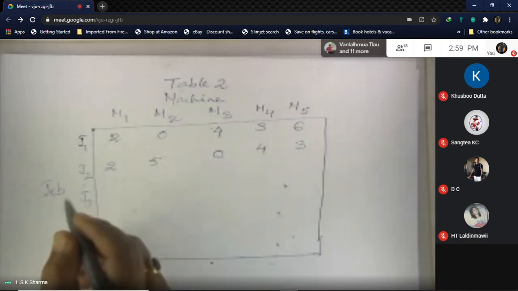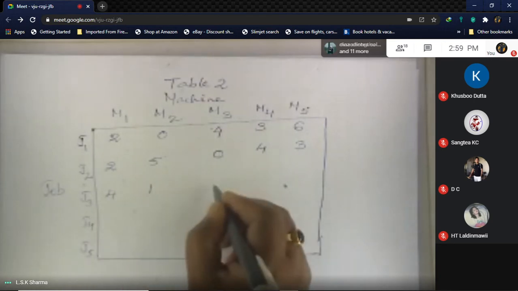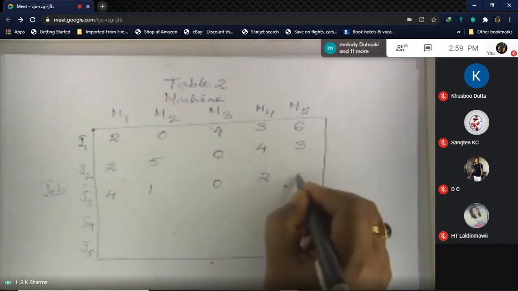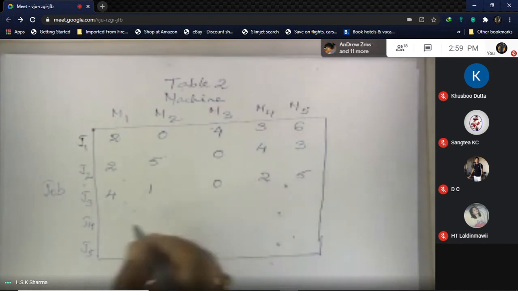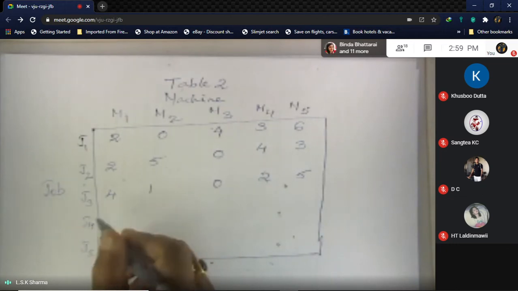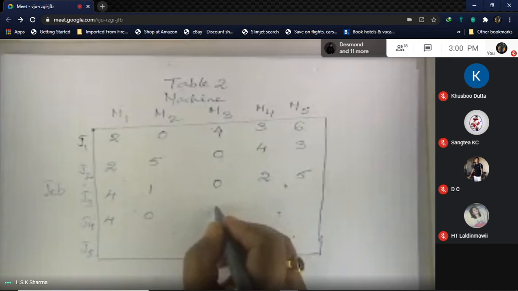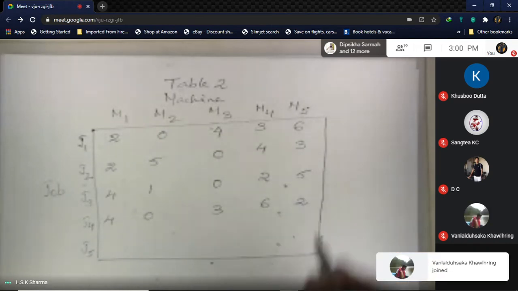Then the next one, what is the smallest number in the J3 row? 4. So you have 4, 1, 0, 2, and 5. Similarly, the fourth row, the smallest is 3. So subtract this 3 from every element. You have 4, 0, 6 minus 3 is 3, 9 minus 3 is 6, 5 minus 3 is 2. Okay.